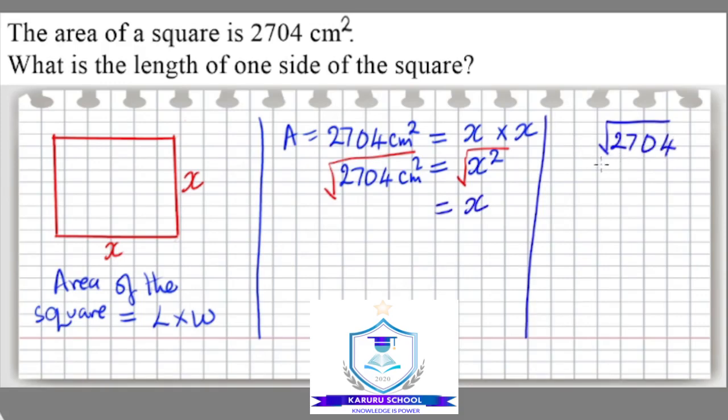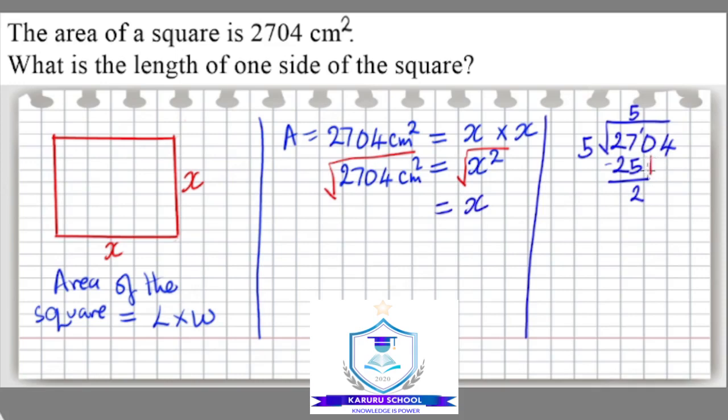2704. So we ask ourselves, which is that number that if squared, the product will be close to 27. So we need to split this number into pairs. So we have the first value as 27 and the last pair as 04. So we ask ourselves, which number if squared gives us a number close to 27. So we have 5, which if you multiply by 5 gives us 25, and when you find the difference, the remainder here is 2. And then the next step is to drop the next pair.